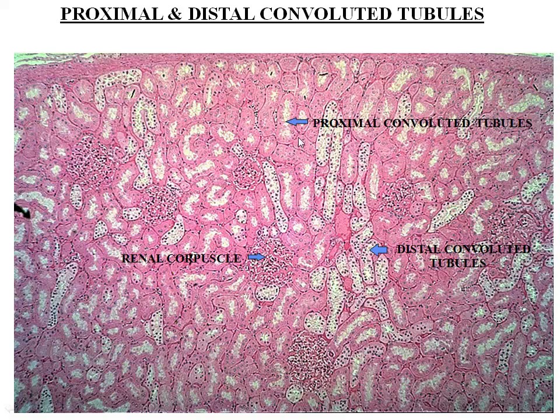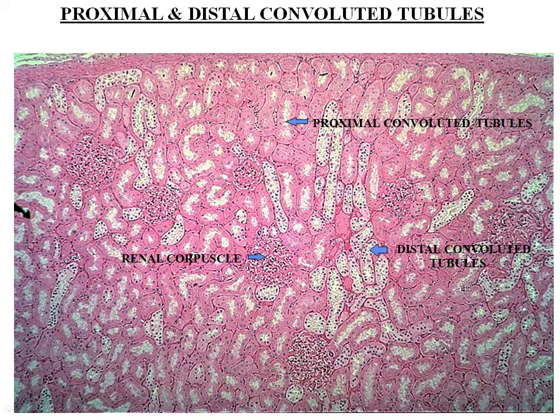So in the proximal convoluted tubule, you can say they are cuboidal epithelial cells, but they have a high amount of brush border. That means they are not cilia. It is a cilia-like extension of the border, and here it is called a brush border. Its sole purpose is to increase the absorptive surface area.